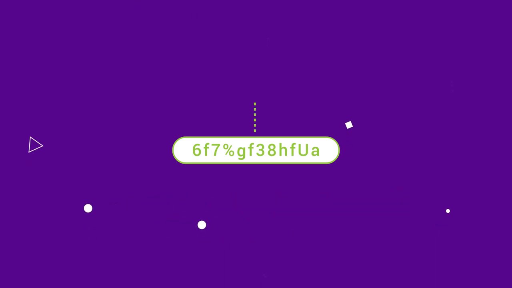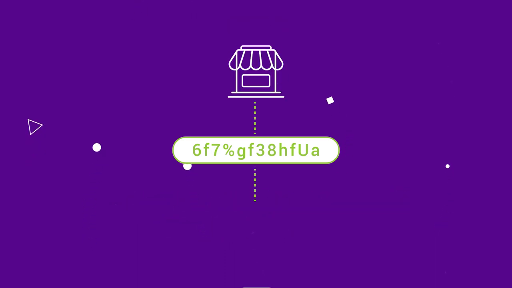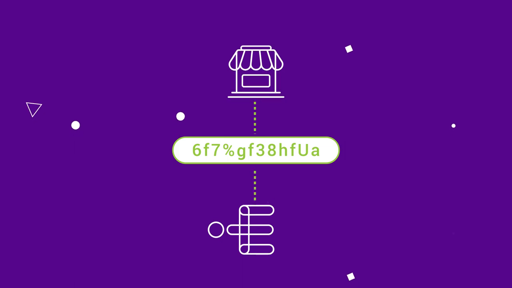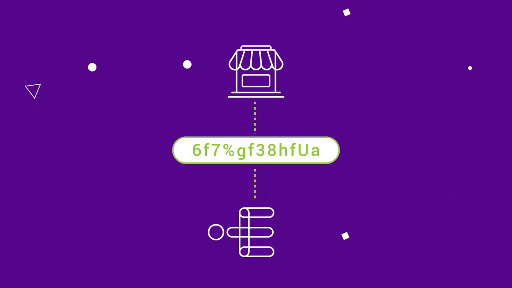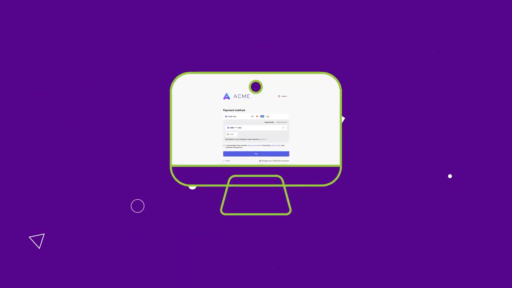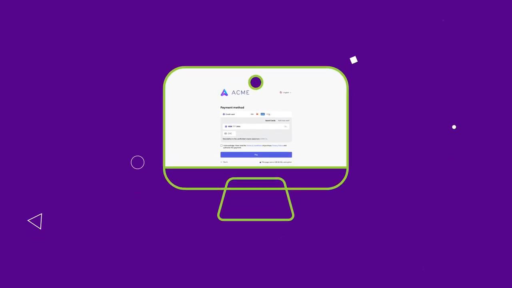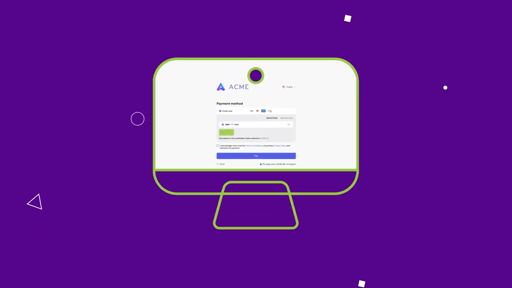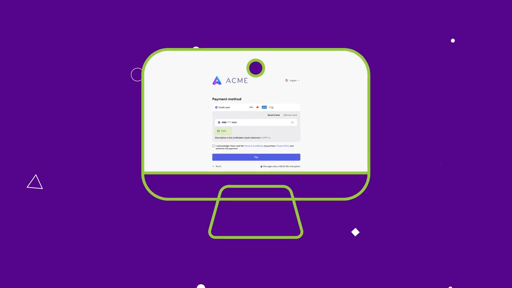In subsequent payments, the merchant and the payment gateway can use the token instead of the sensitive card data to make a payment. Once a card has been tokenized, the returning cardholder can select the previously used card and enter only the CVV number to confirm the payment.